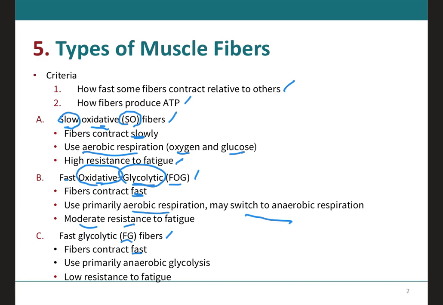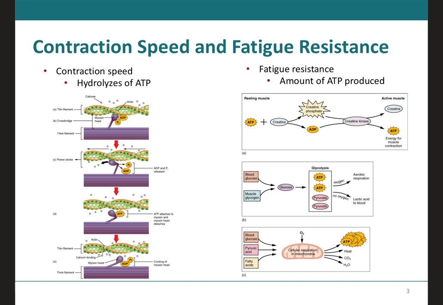Last, we have the fast glycolytic fibers, which are going to use primarily anaerobic glycolysis. And these are going to have very low resistance to fatigue, meaning that they get tired very fast. Therefore, we can summarize that the speed of contraction is going to be dependent on how quickly the myosin's ATPase is going to be able to hydrolyze ATP to produce the cross-bridge action, which is the binding of the myosin head with the actin molecule.